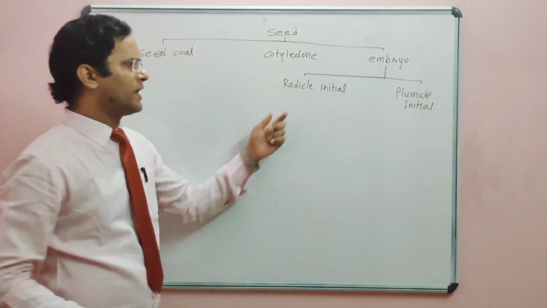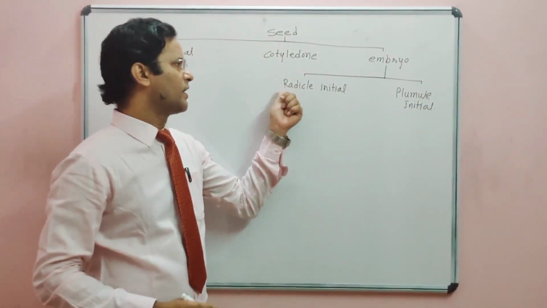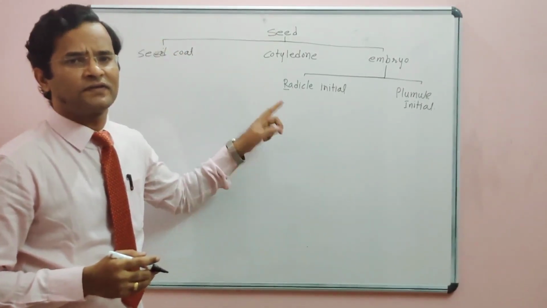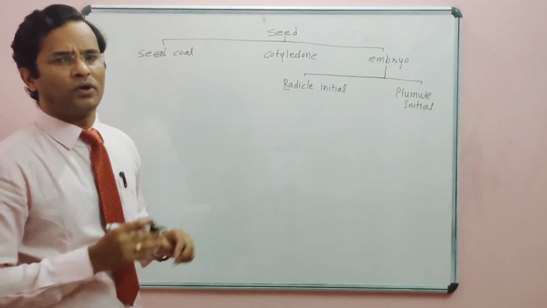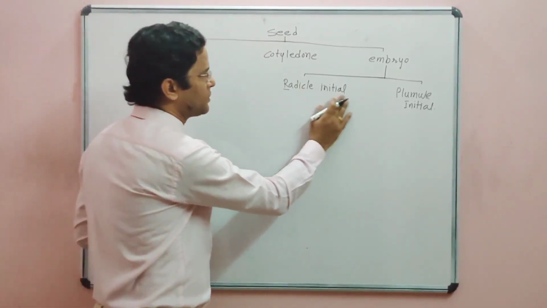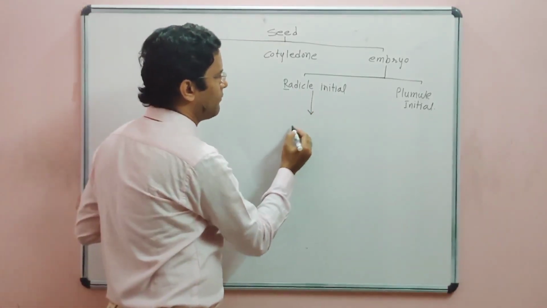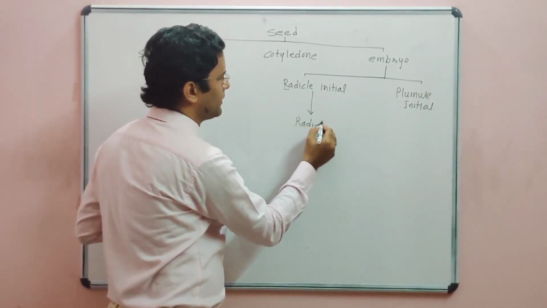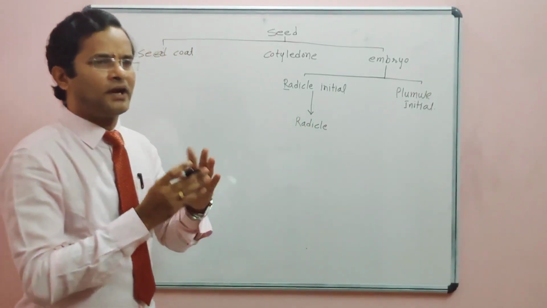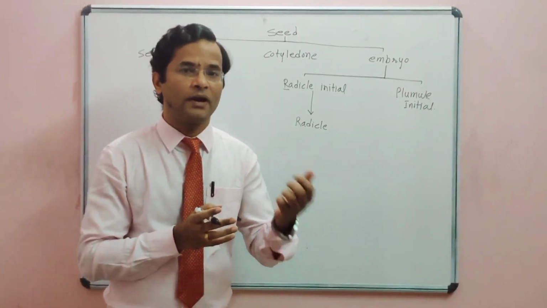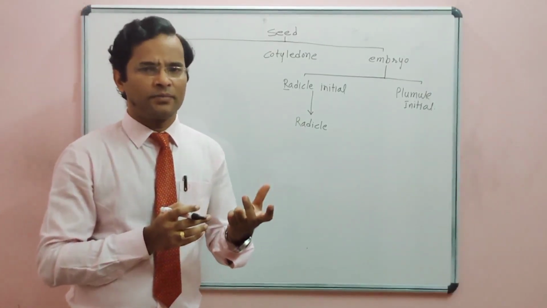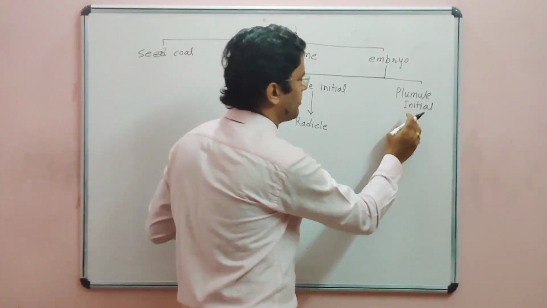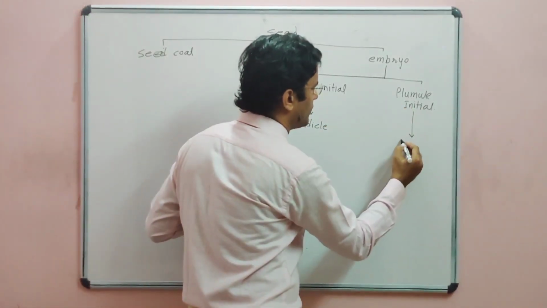Okay, so radicle initial, the R for radicle, which is developing into the root. From the radicle initial, it will develop further and form the radicle. When the seed germinates, when the seed gets favorable conditions, the radicle will develop. At the same time, the plumule will develop from the plumule initial.